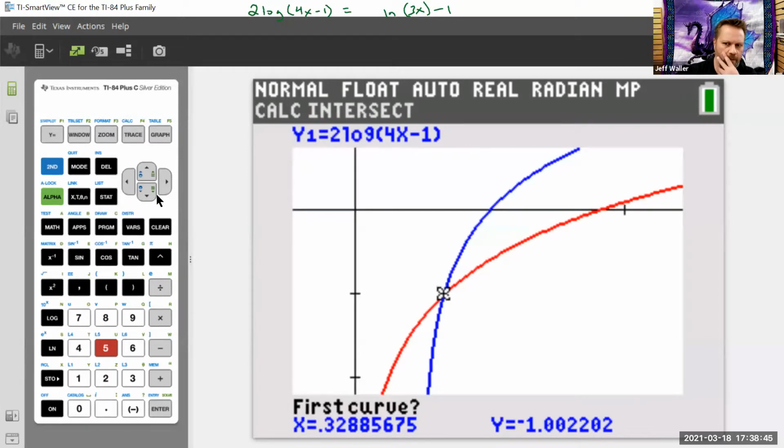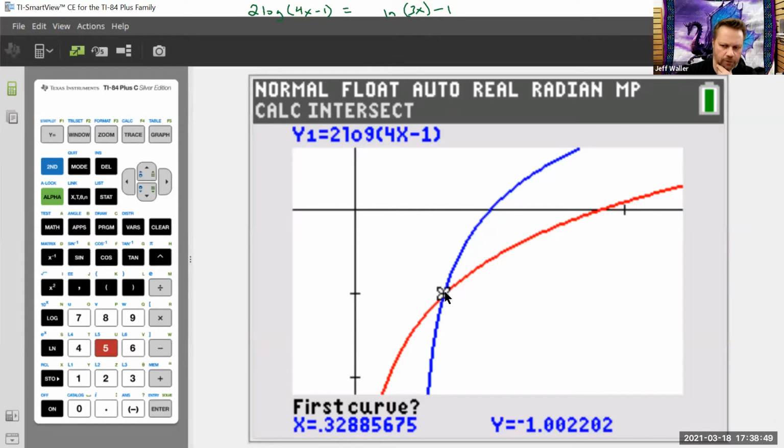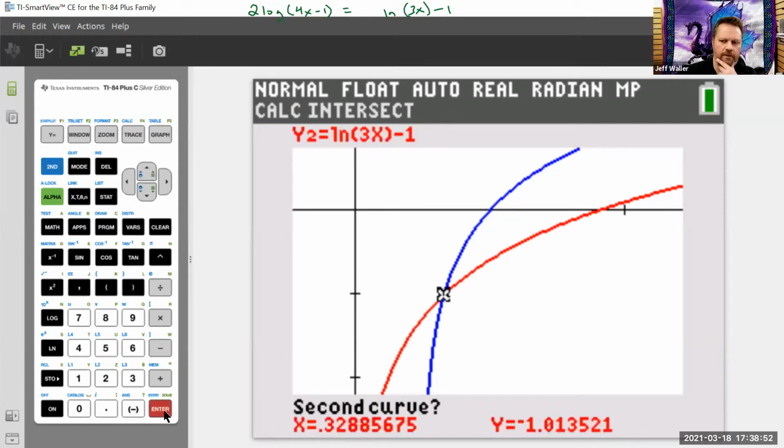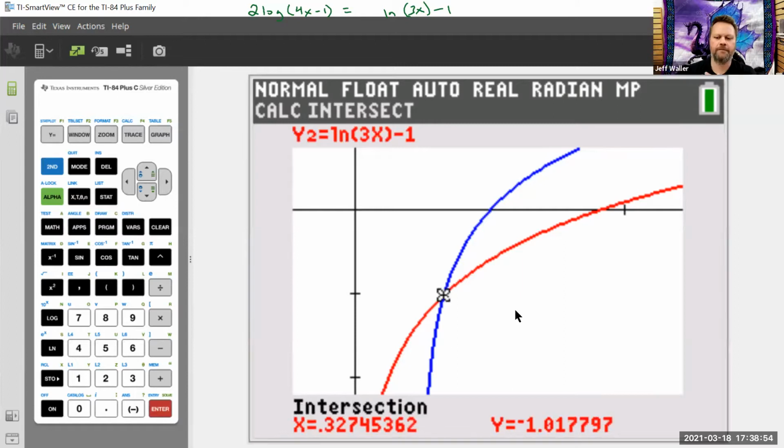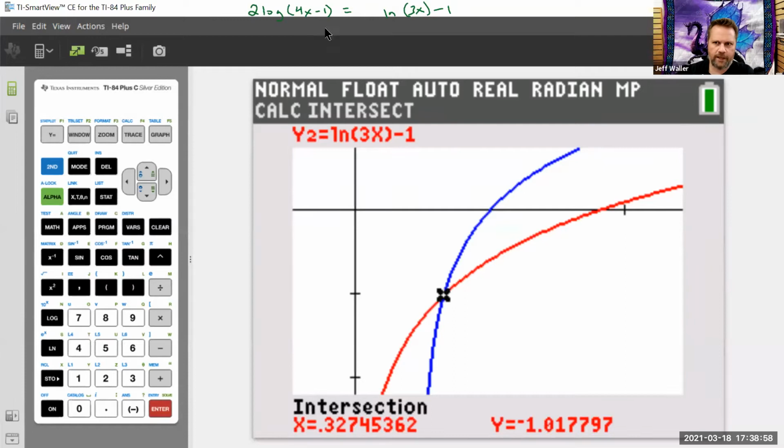So I went over the steps here, and the last thing I said was, if you put your cursor right on the answer, hit enter, enter, enter. There you go. That's the answer to that equation.